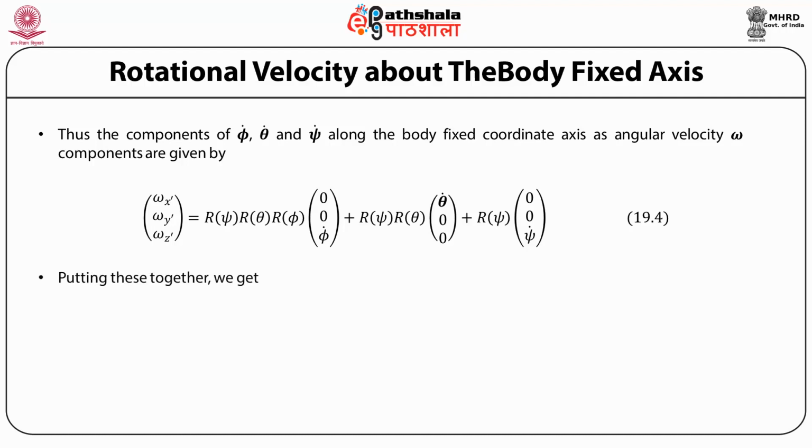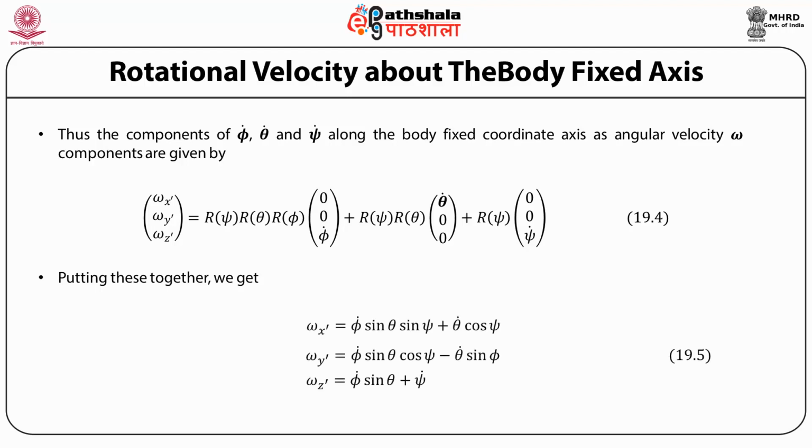Putting all this together, we obtain the components of the angular velocity omega in terms of the Euler angles theta, phi and psi as omega x prime is equal to phi dot sine theta sine psi plus theta dot cosine psi. Omega y prime is phi dot sine theta cosine psi minus theta dot sine psi. Omega z prime is equal to phi dot cosine theta plus psi dot.